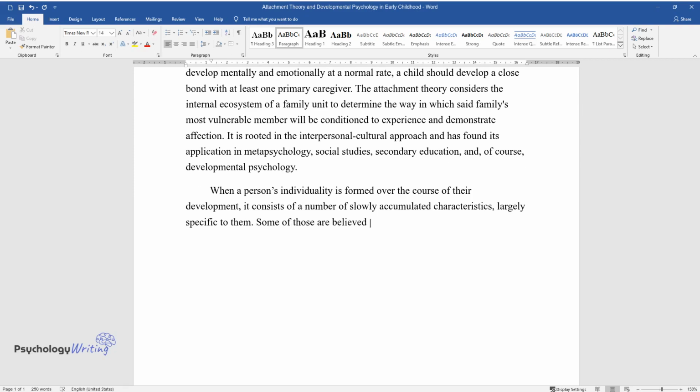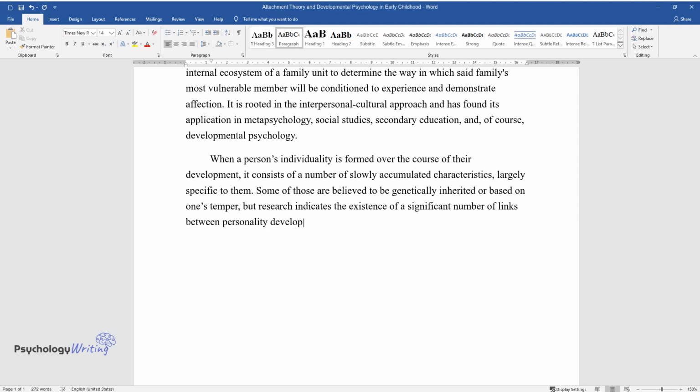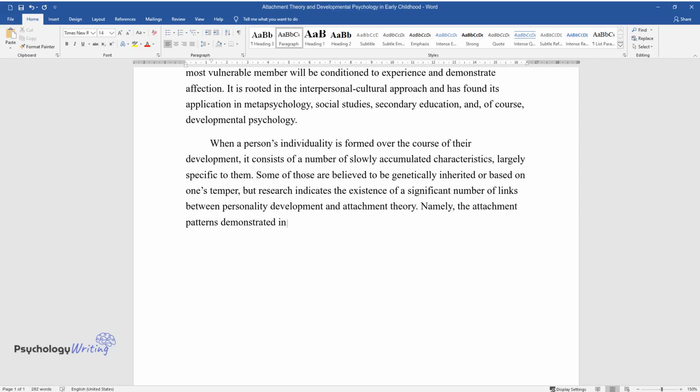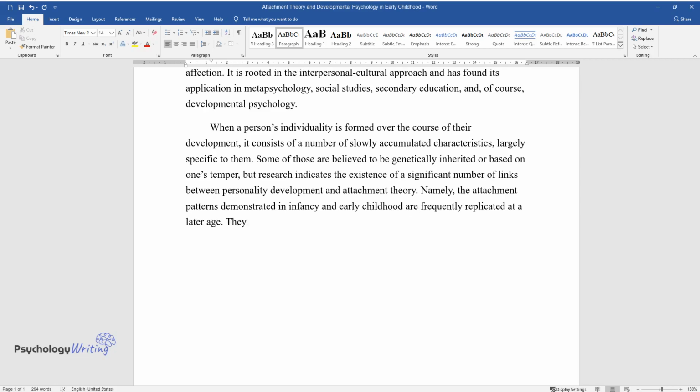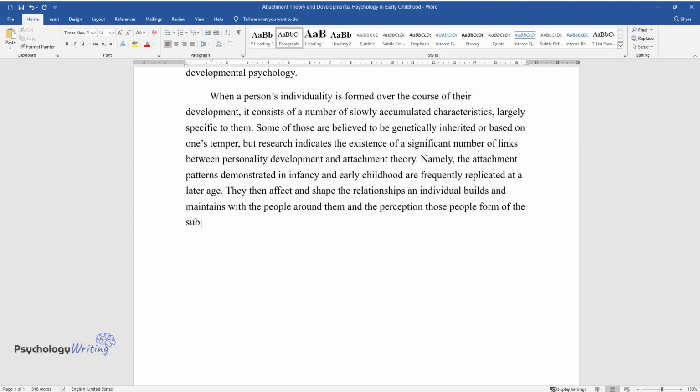Some of those are believed to be genetically inherited or based on one's temper, but research indicates the existence of a significant number of links between personality development and attachment theory. Namely, the attachment patterns demonstrated in infancy and early childhood are frequently replicated at a later age. They then affect and shape the relationships an individual builds and maintains with the people around them and the perception those people form of the subject in question.